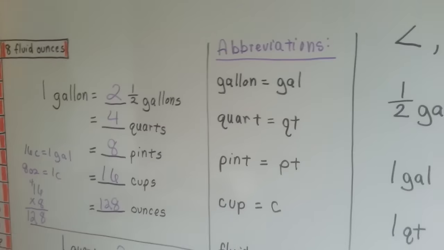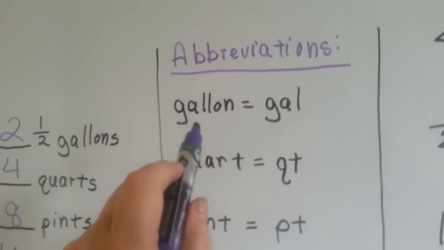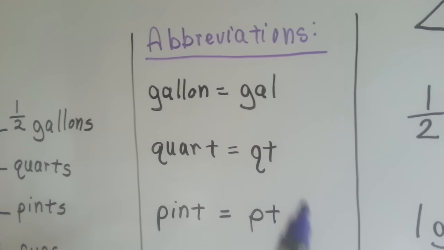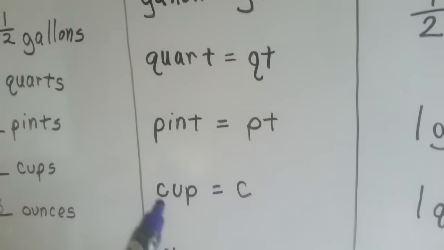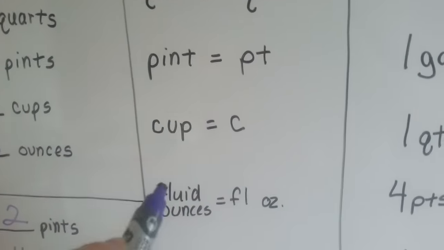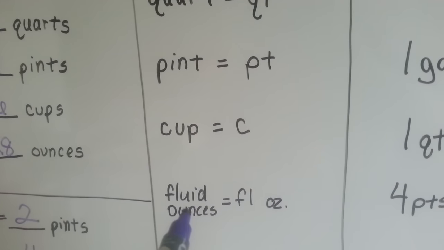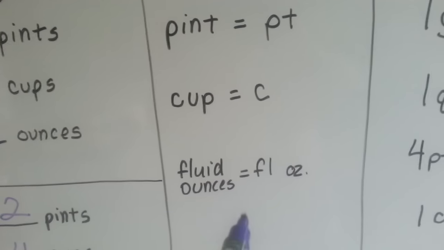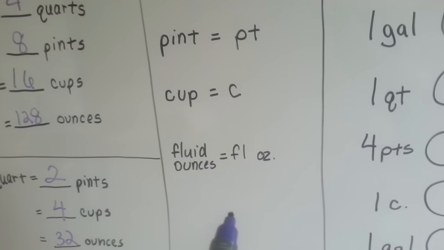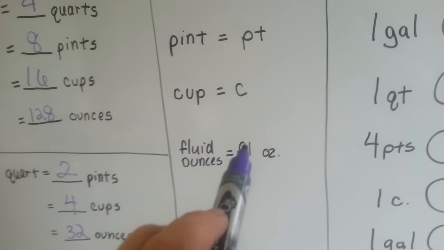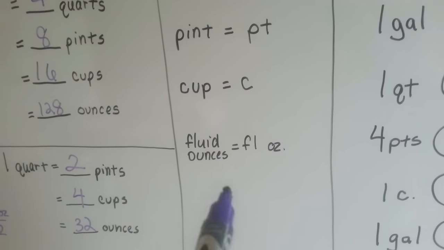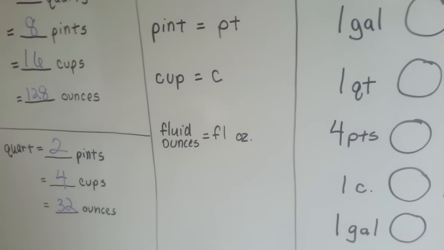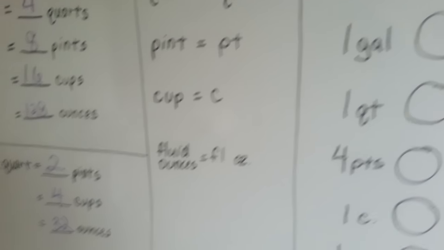Here's some abbreviations for you. The abbreviation for gallon is gal. Isn't that something? Quart is QT, pint is PT, cup is the letter C, and fluid ounces, because remember they're different than dry ounces, is FL OZ. Okay? If it just says OZ, it's probably dry ounces. So if it says FL OZ, then you know it's fluid ounces, and it's like milk or chocolate milk or juice or something like that, and it's a fluid, water.